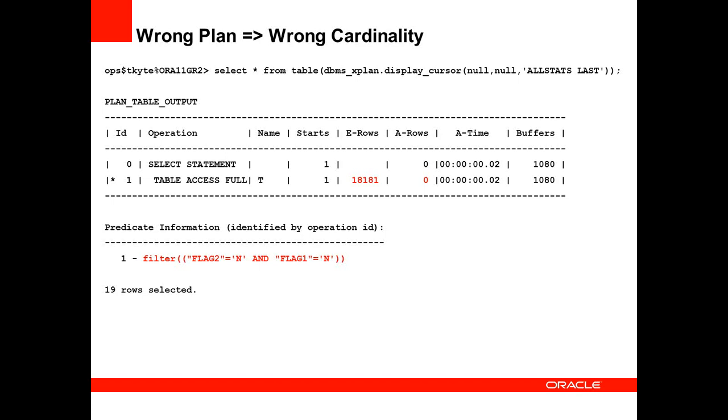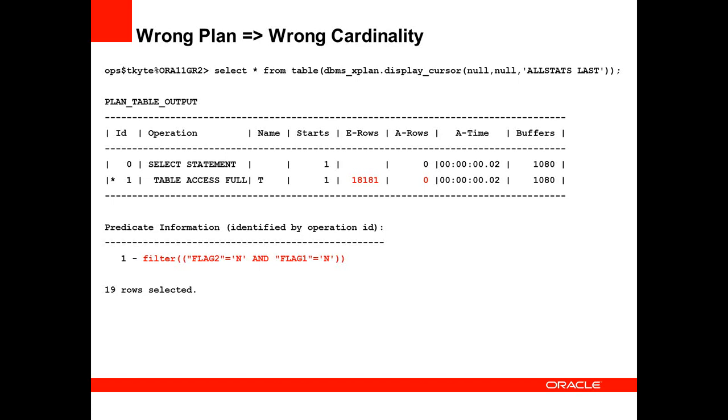You can see the actuals versus the estimates in the real-time SQL monitor in Enterprise Manager if you have access to that. But what you're looking for is the estimated rows to diverge from the actual rows by orders of magnitude. And here we have that case.